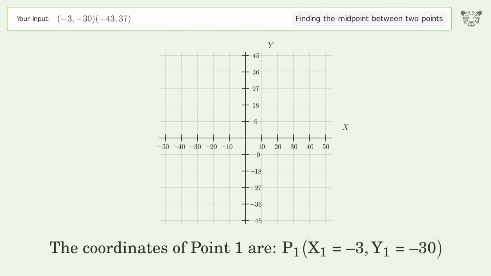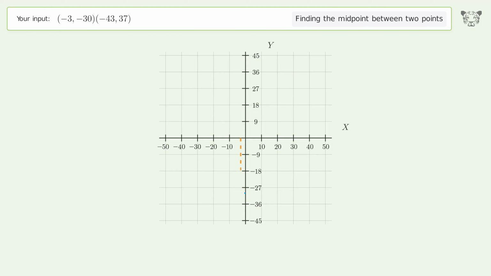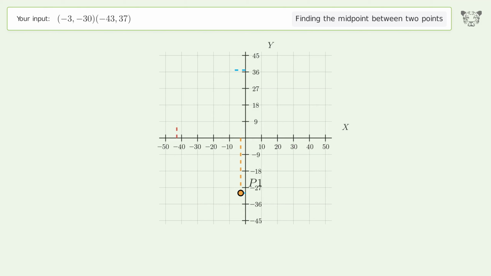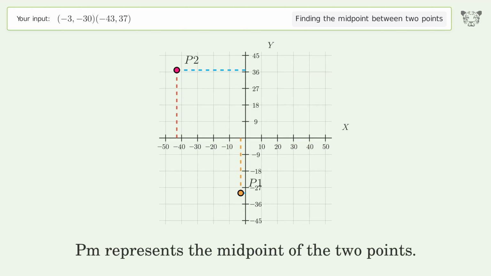The coordinates of point 1 are, x1 equals negative 3, y1 equals negative 30. The coordinates of point 2 are, x2 equals negative 43, y2 equals 37. PM represents the midpoint of the 2 points.